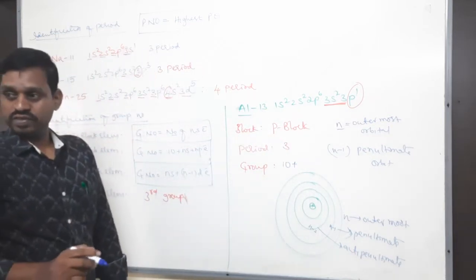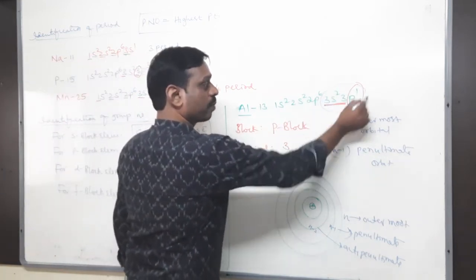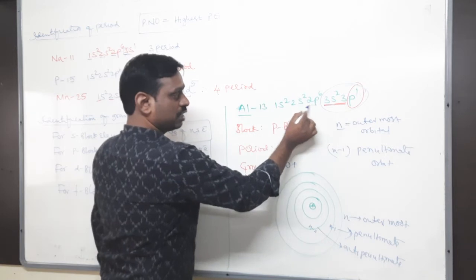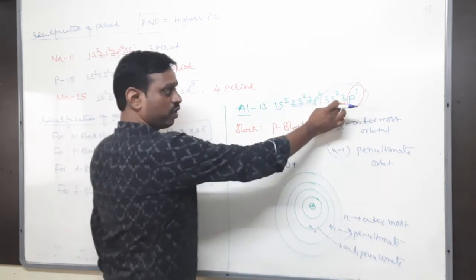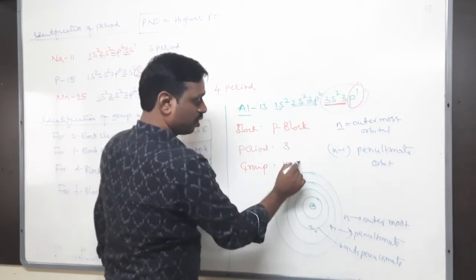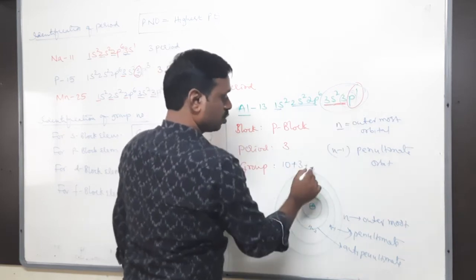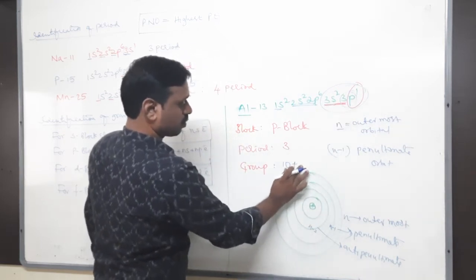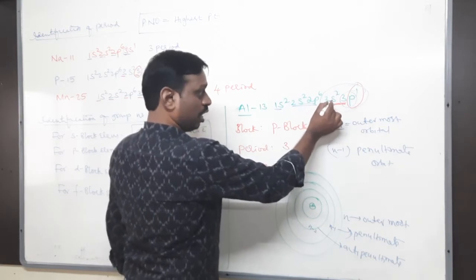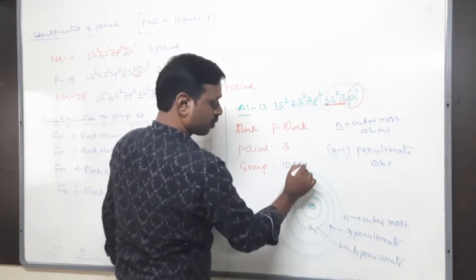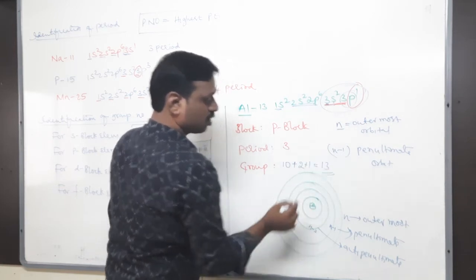Now which is ns? ns is 3, no? Outermost 3, no? It is outermost, it is penultimate, it is anti-penultimate. So therefore n is 3, ns is 3 plus np electron. Okay, 3 is the outermost. How many s electrons? 2. How many p electrons? 1. It becomes 13. 13th group.